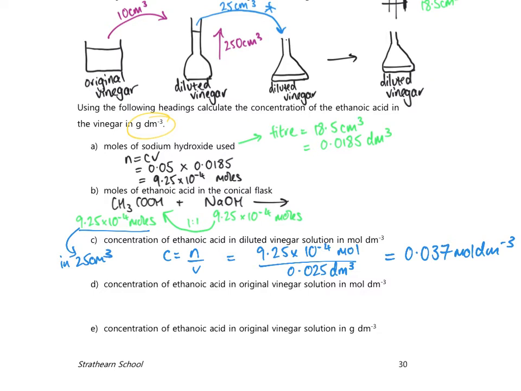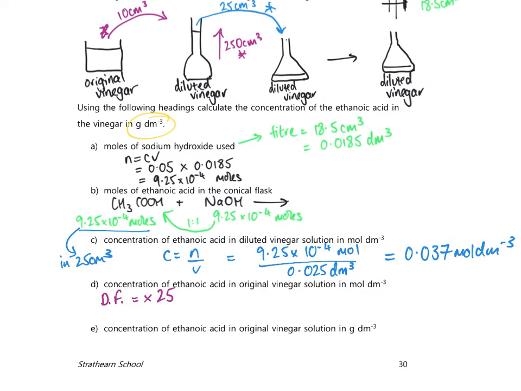The next part of the question asks for the concentration of ethanoic acid in the original vinegar solution in moles per decimeter cubed. And here's where we need to think of our dilution factor, which we worked out up at the top of the page. So if you remember back to the start of the question, we were told that we took 10 centimetres cubed of our original vinegar, and we diluted that to 250 centimetres cubed. So we worked out at the top of the page that our dilution factor was equal to times by 25. So the original vinegar is 25 times more concentrated than the diluted vinegar.